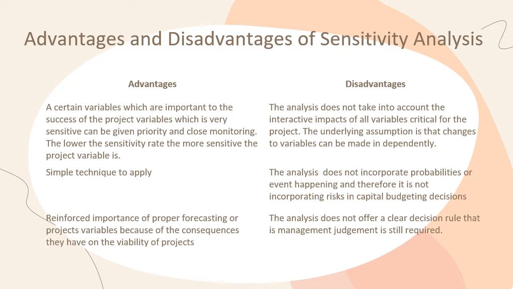For example, in the previous calculation, we found that the lowest sensitivity margin is the sales variable, which is at 8%. So we must carefully monitor the sales so that it does not deviate so much from our forecast figure, in order to make sure that the NPV would still remain feasible. The second advantage is that it is a simple technique to apply. The third advantage is it reinforces the importance of proper forecasting.